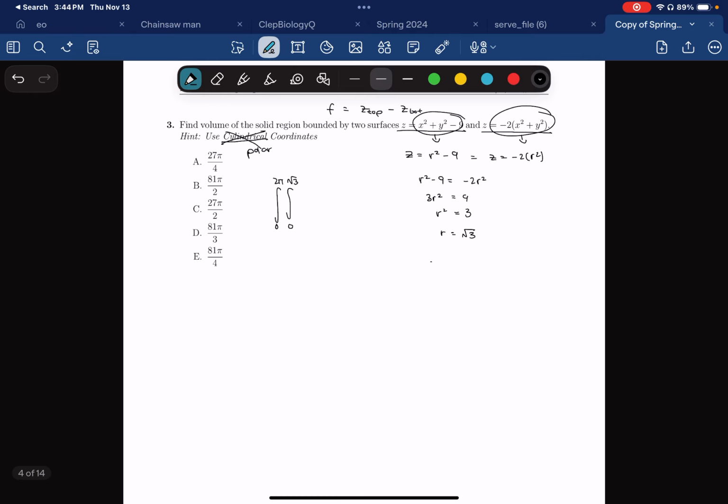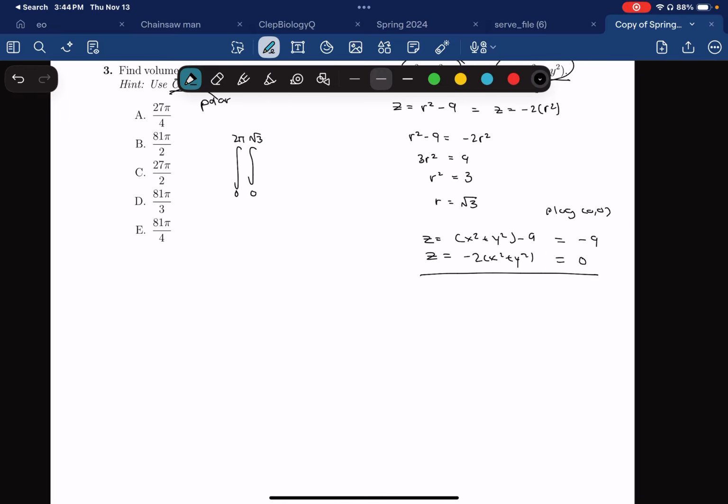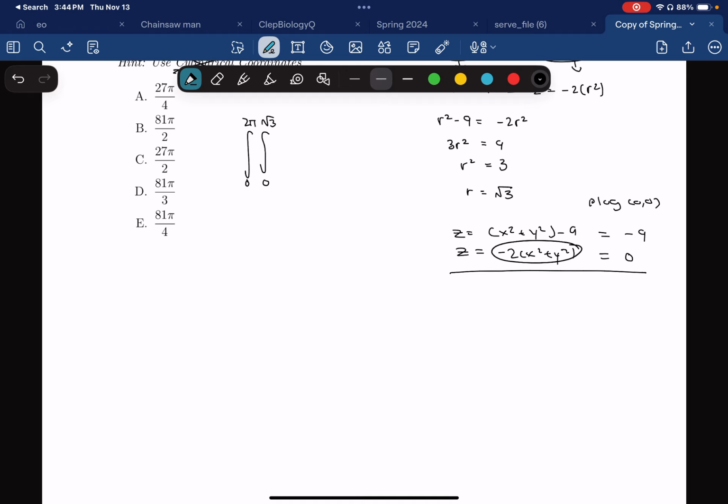So we know that this z is equal to r squared minus 9. This z is equal to, well, I guess we can write it like this, x squared plus y squared minus 9. This z is equal to negative 2, x squared plus y squared. You can just plug in, for example, 0, 0. This one will produce the number negative 9. This one will produce the number 0. Now, from this, we would know that in this case, this is the top one.